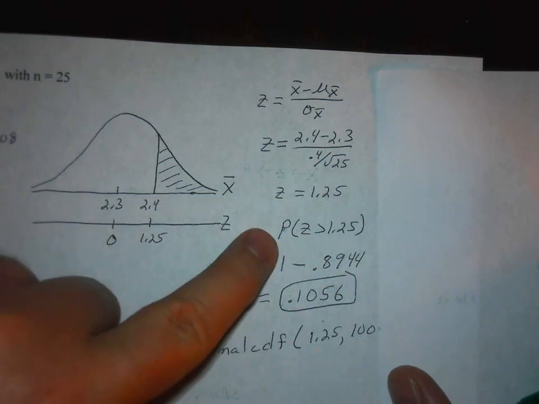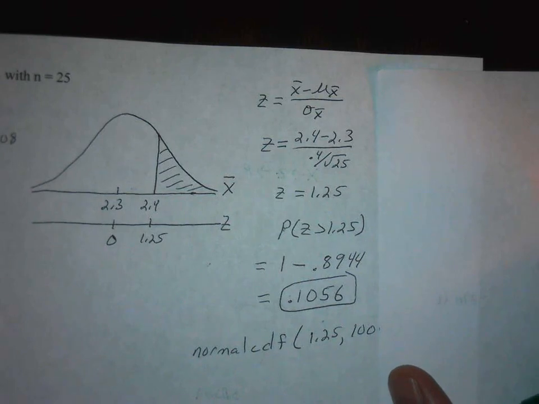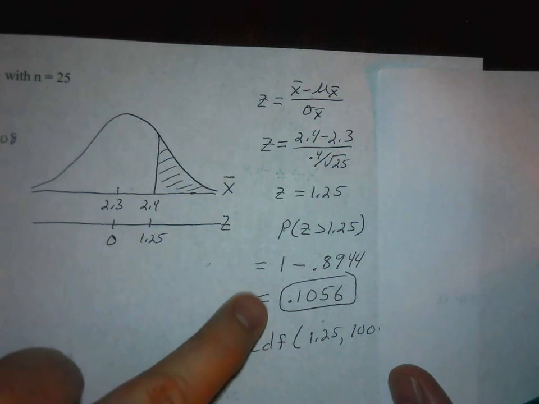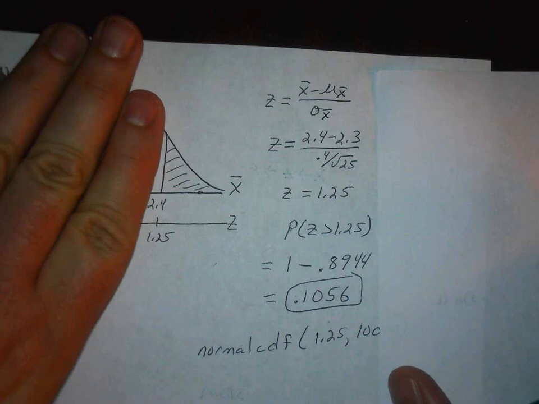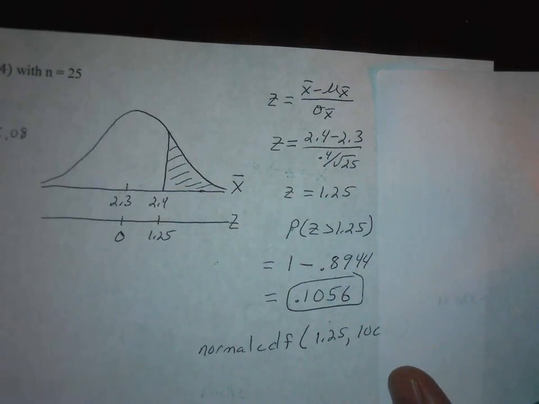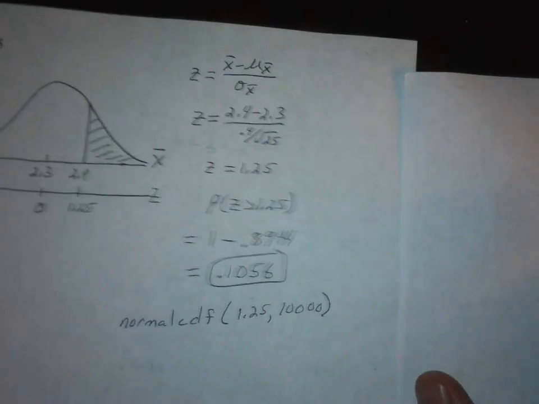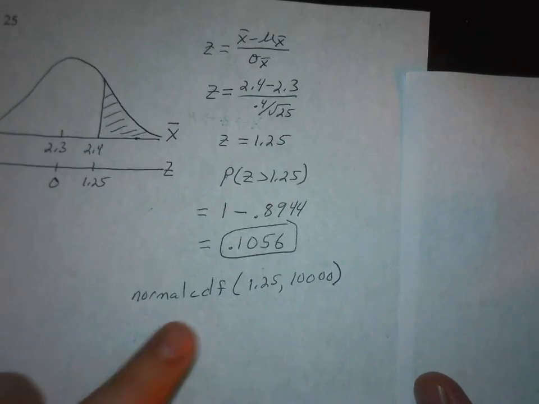Okay, and then the probability that z is greater than 1.25 is 1 minus 0.8944, which is 0.1056. Remember, you do 1 minus on this one because you're shading to the right, because you're greater than 1.25. So we're shading to the right. Okay, the calculator functions are given here.